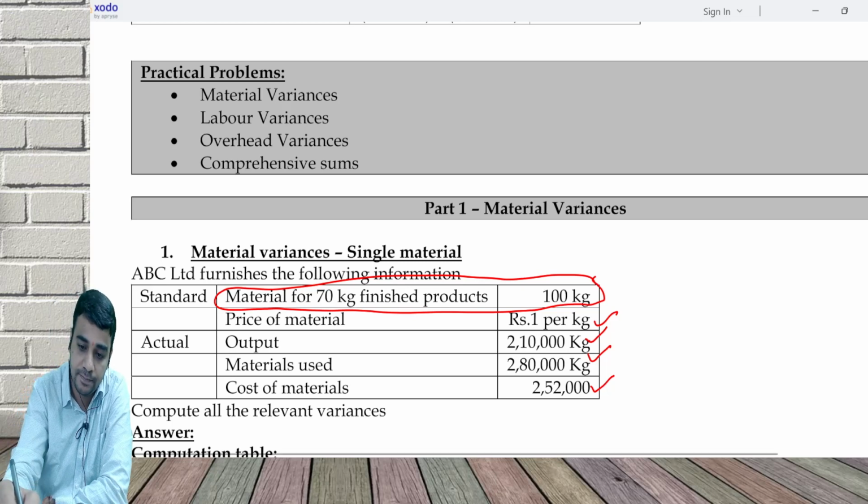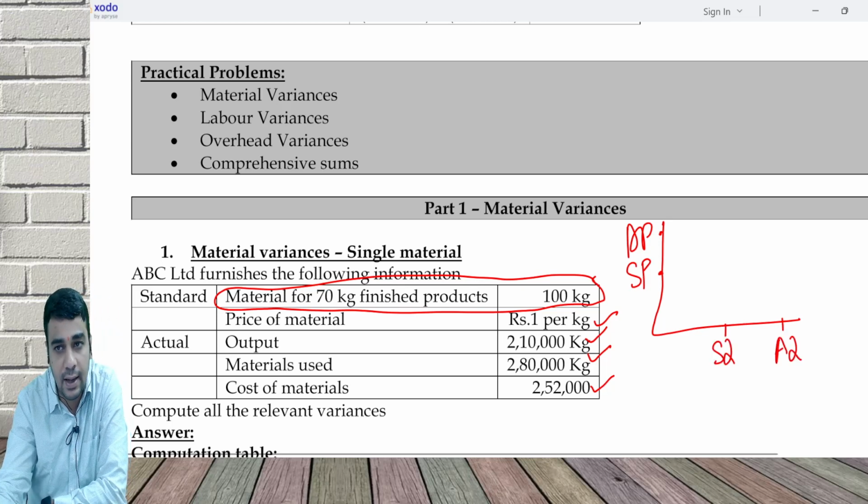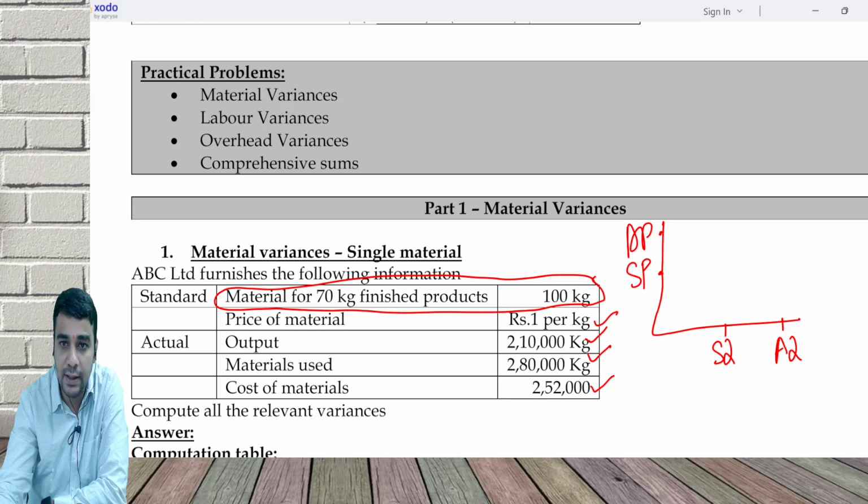Put the chart. SP, AP, SQ, AQ. Again, I'm repeating, the chart may not be critical after one stage. In the exam, it's not mandatory. It's your wish. I normally don't suggest spending time on doing the chart in the exam. In class, we will do it.